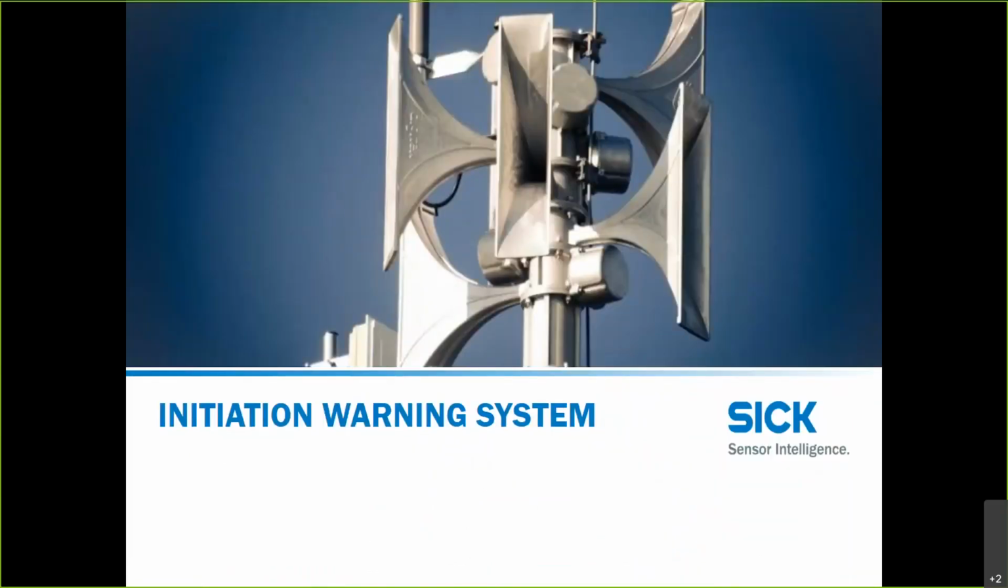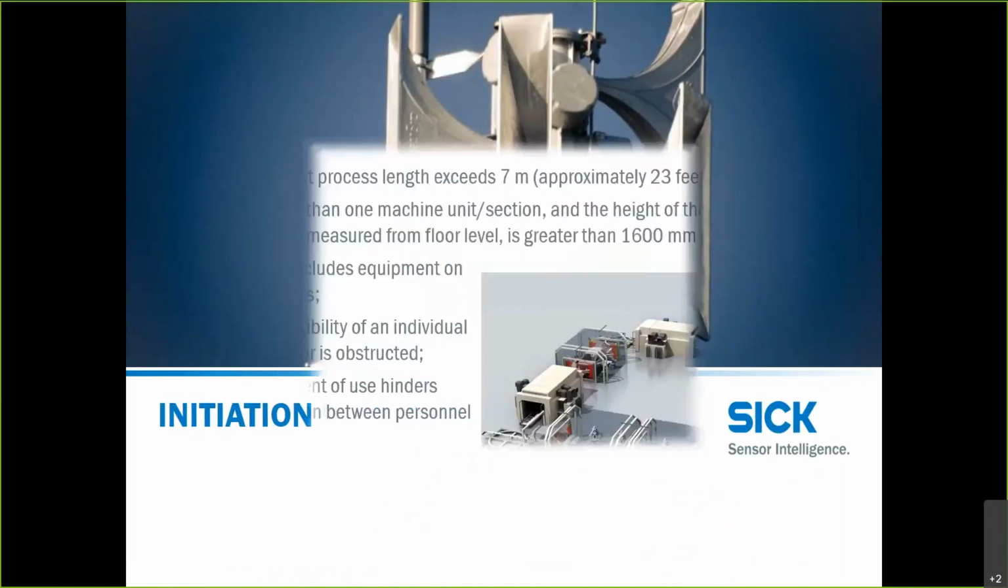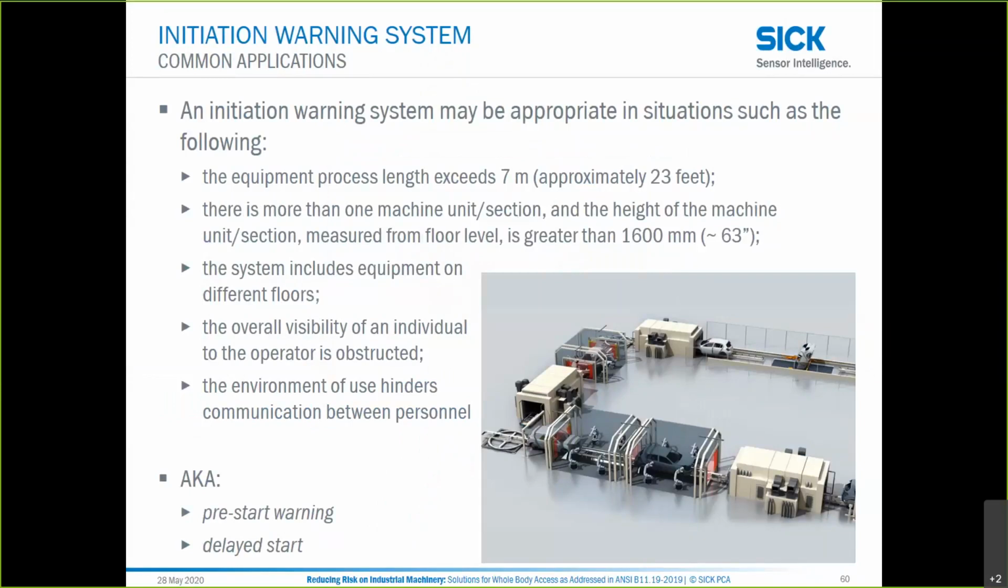So then the last measure we'll talk about here is this initiation warning system, which I've alluded to a few times already. There's a number of applications where an initiation warning system would be a good idea, especially on larger machines, whether it's process length, or if there's obstructed view you can't see over, or if there's multiple floors where operators could be in various parts of the system and not be viewed. These are all applications where an initiation warning system could help further reduce risk.